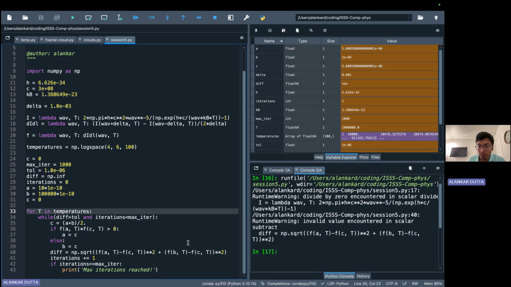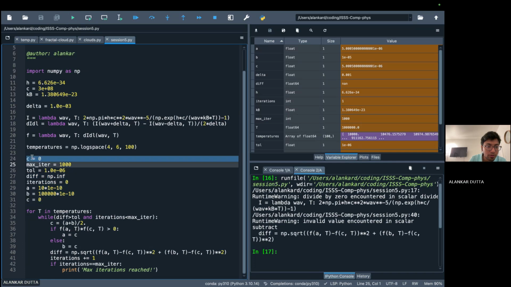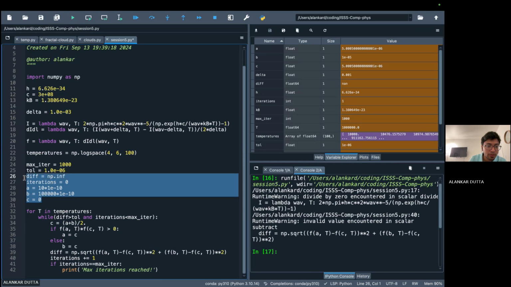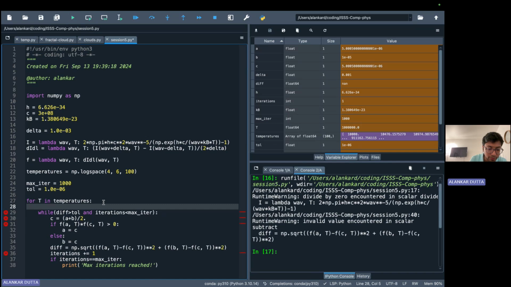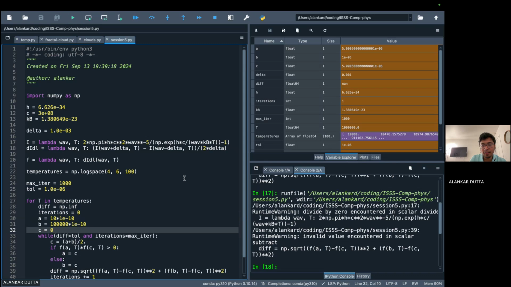It says invalid value has been encountered. Why is that so? Okay, one more thing is here. I also have to copy these. Otherwise, this will not work because at every temperature, I'm going to reset this.